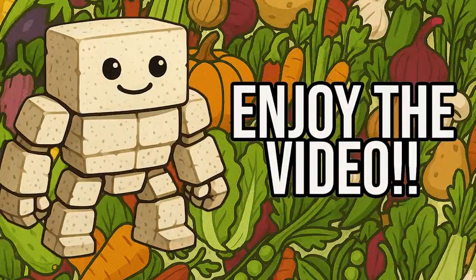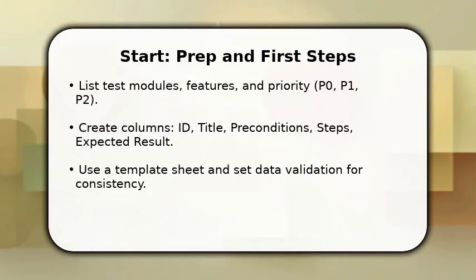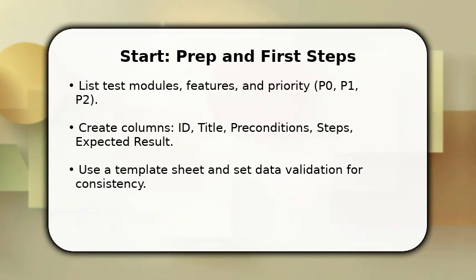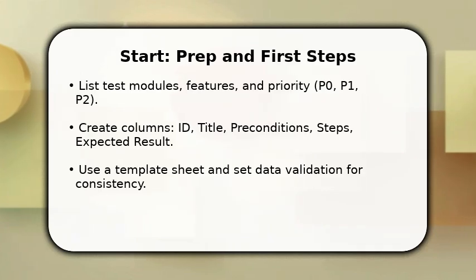Please enjoy the video. You begin by gathering minimal prerequisites: feature list, acceptance criteria, and stakeholders. Open Excel and create a template sheet with ID, title, preconditions, steps, expected result, priority, owner, and status.